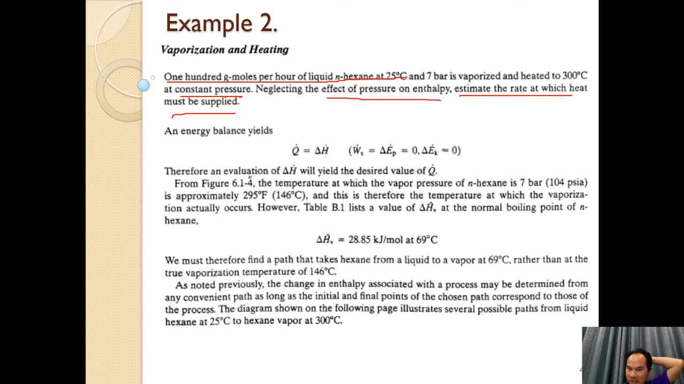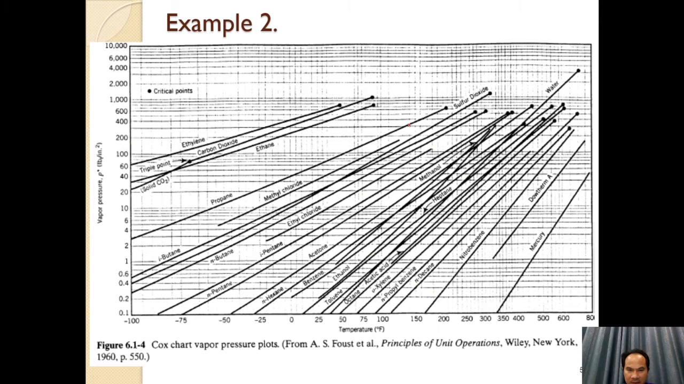For this case, we have no work and no kinetic energy, so Q equals delta H for an open system. We only need to determine delta H, which involves the heating and the phase change. Okay, the first step is that we have to know the boiling temperature or vapor pressure.